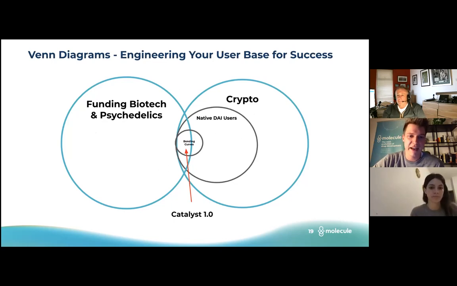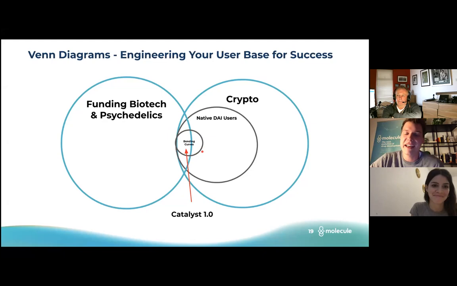If you think of these two Venn diagrams, we had to ask ourselves, how many people are interested in funding biotech and, for example, psychedelics? I'm sure there are many in the world. But then what is the overlap with people that own crypto? Surprisingly, there is an overlap, but then we have to go a little bit further. How many of those people that own crypto actually own DAI and can interact with our system? The requirements would be owning DAI and having MetaMask installed. If you don't have that, then sorry, you can't participate. And then how big is the circle of people that understand bonding curves, which in January was very small.